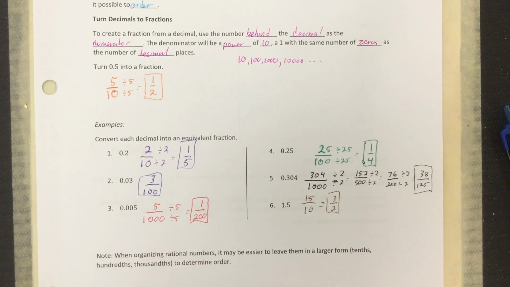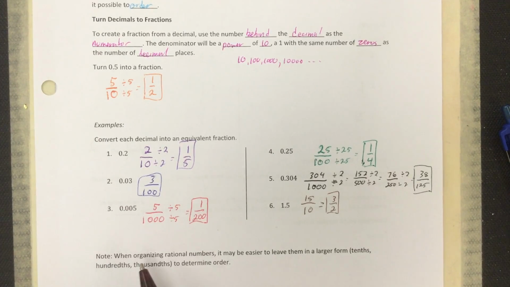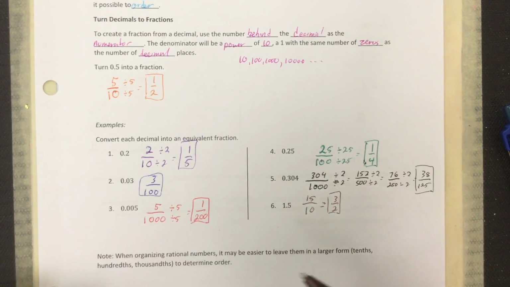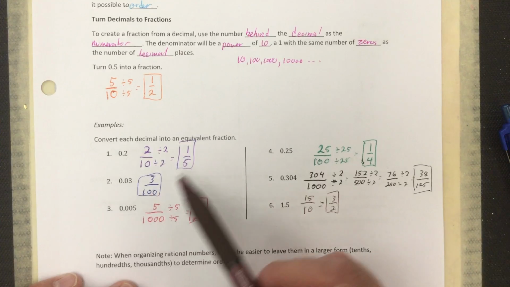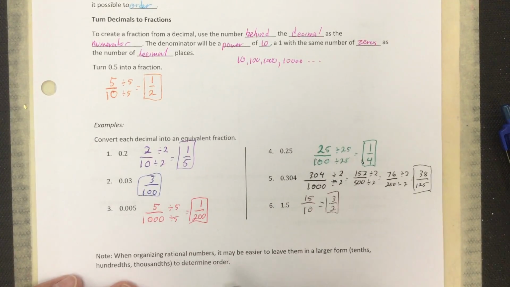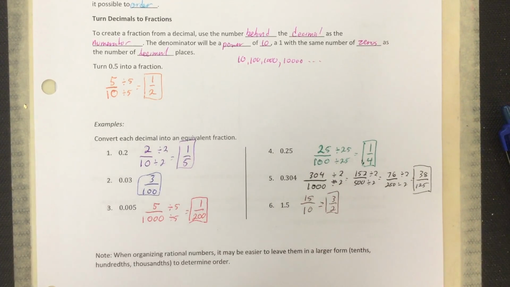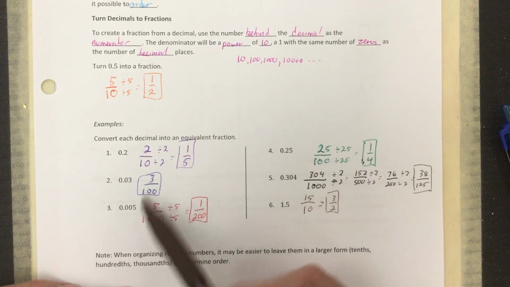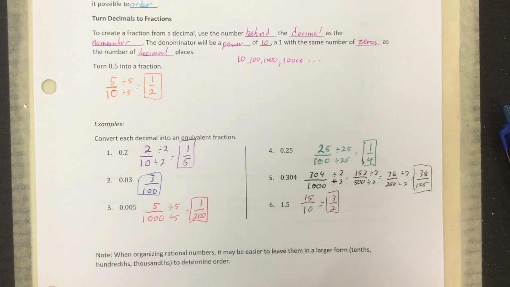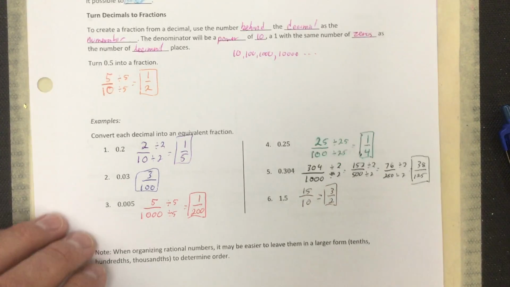Now again, just a note here, when organizing rational numbers, it might be easier to leave them in the largest form, so leave them in like thousands, hundreds, tens, something along those lines, okay, instead of changing it into lowest terms. So when we're ordering, we can keep it in biggest terms, so to speak, or in a bigger term to kind of determine which one is in fact bigger.